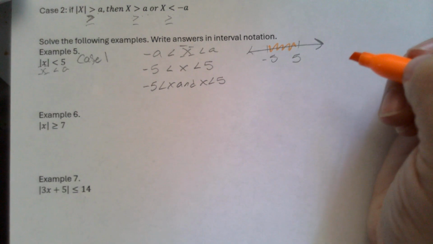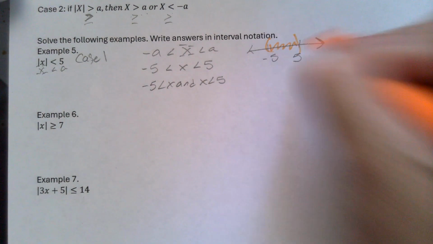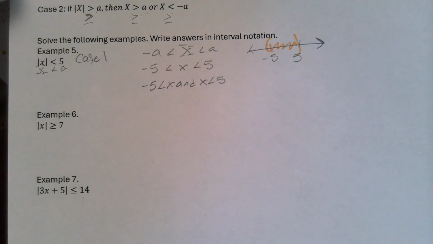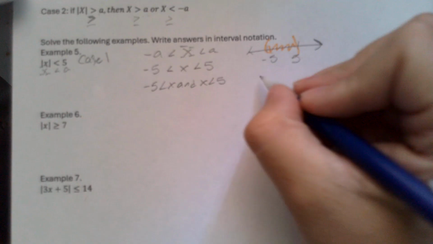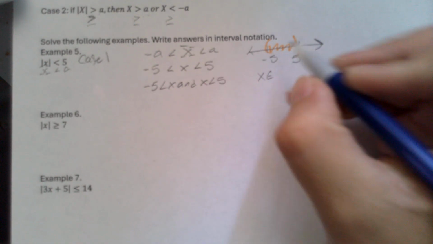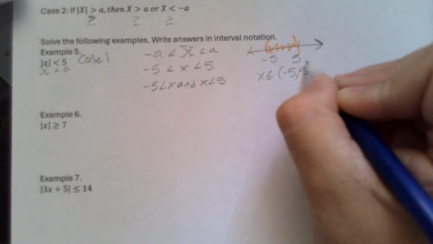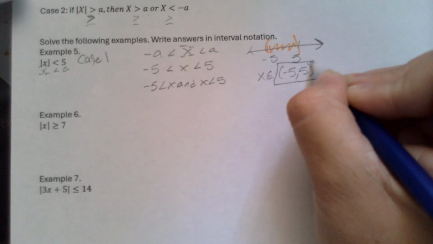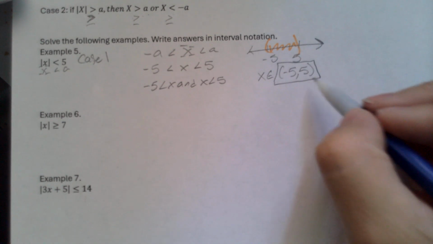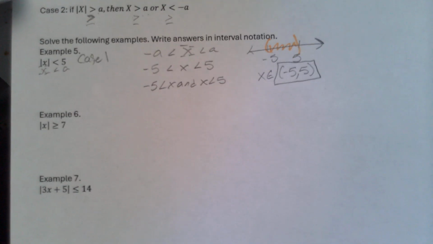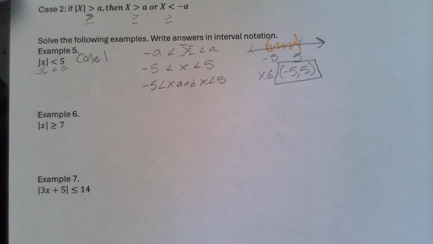Our inequalities are less than symbols. That means they get parentheses. You may also see them use open circles. So we're going to do our interval notation of our shaded region. We start at negative 5 with a parenthesis, and we stop at positive 5. If you plug in anything between negative 5 and 5, not including those two numbers, but really, really close to them, you'll get a true statement for your inequality.